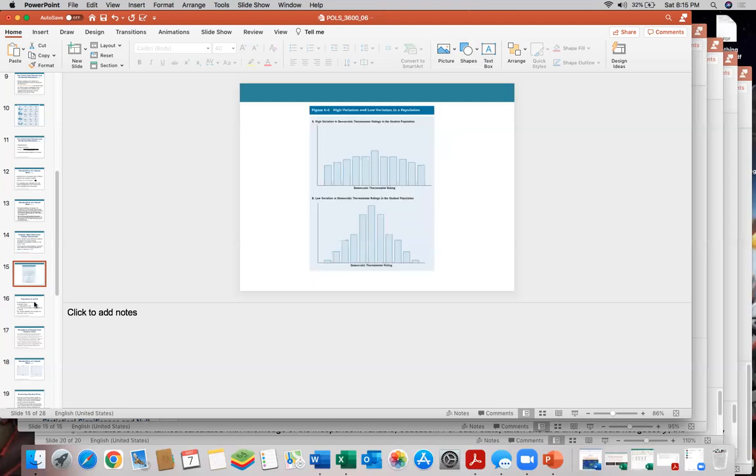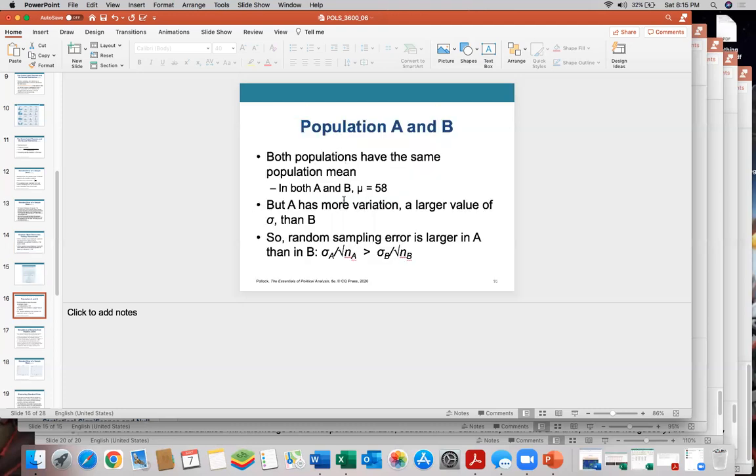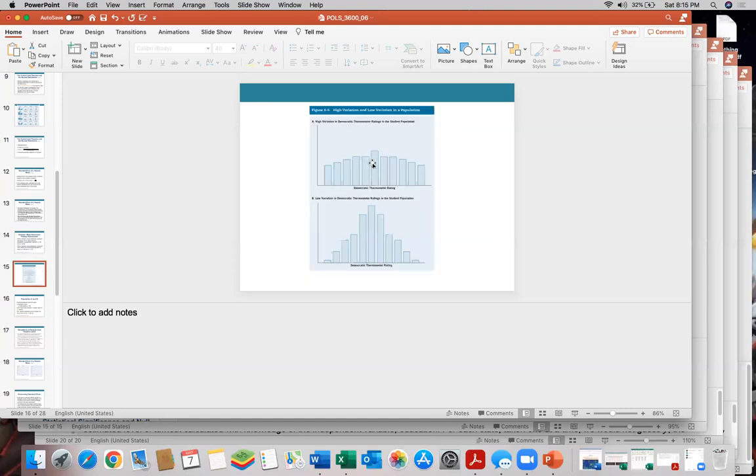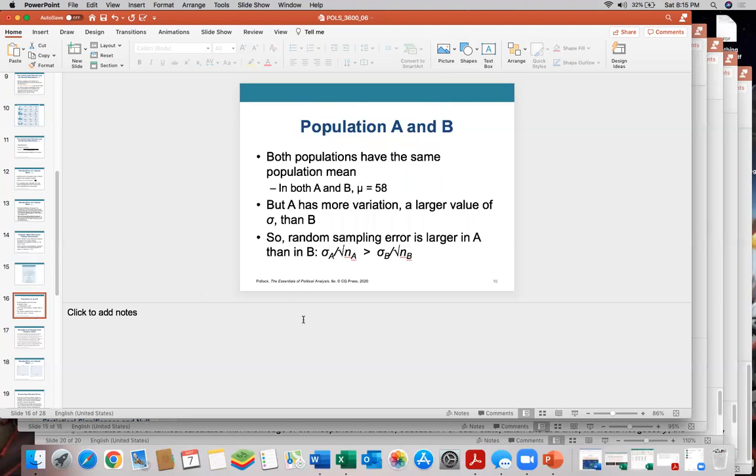Same population. I don't think this is super important. It's just talking about how you can look at these two graphs and see this one has a high variation, and that's why it has a flatter curve, where this one has a lower variation. Most of them are right here, so it has that normal bell curve shape. This is saying the same thing: same population mean of 58, but A has a larger variation than B.